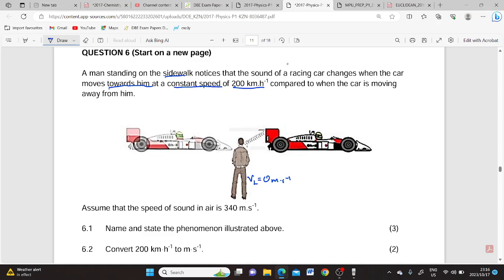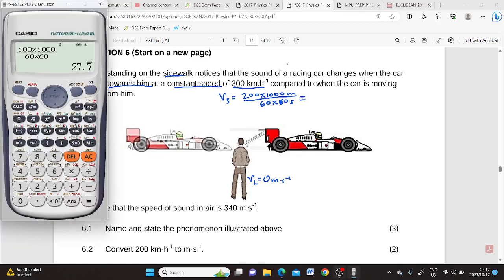So it means the velocity of the source equals 200 multiplied by 1000 meters, divided by 60 by 60 seconds. So this thousand is for kilo, then this 60 by 60, 60 for removing the hours. After hours, we're left with minutes. We remove the minutes again by 60, because there are 60 minutes in an hour. Then we're left with the seconds.